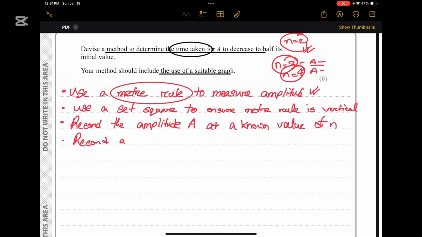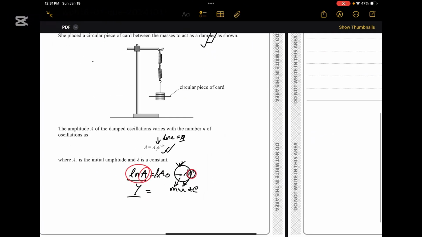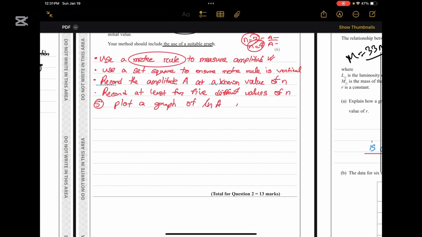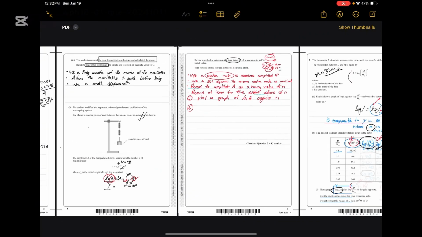Record at least for 5 different values of n. Our next thing, now we can plot a graph of ln A against n. After plotting, we can figure out the gradient as minus lambda.